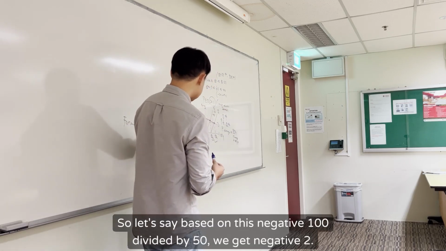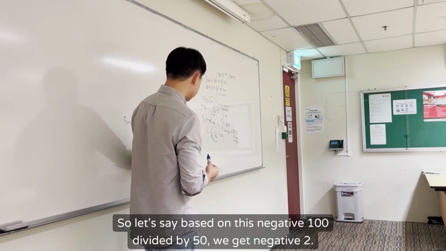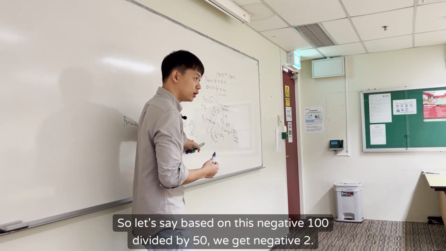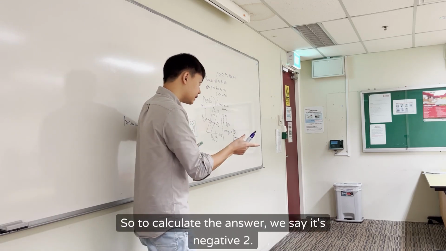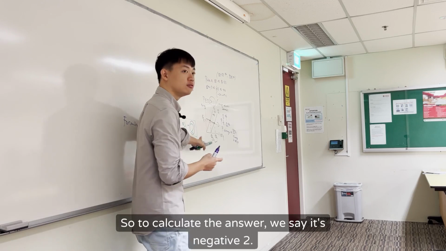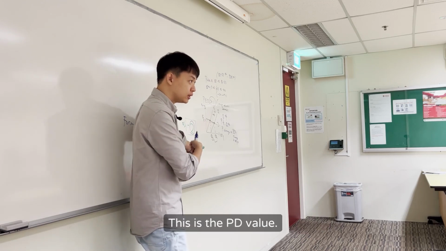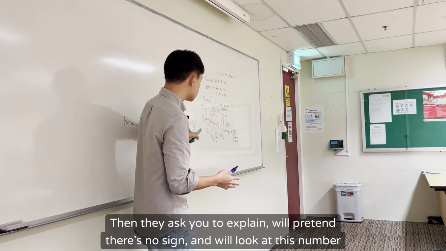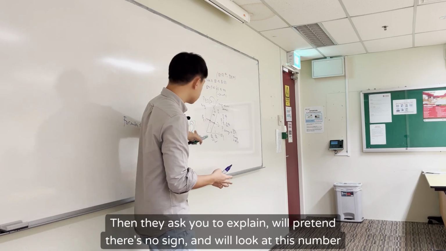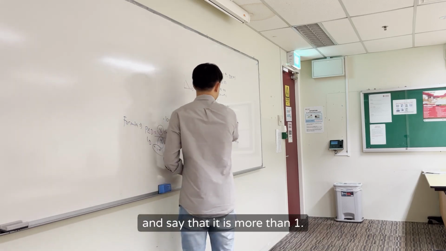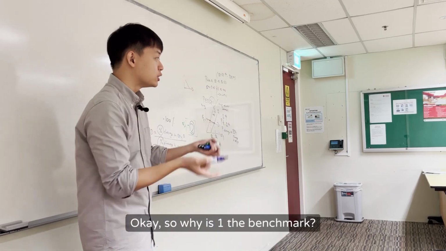So based on negative 100 divided by 50, we get negative 2. To calculate the answer, we say it is negative 2. This is the PED value. Then when they ask you to explain, we pretend there's no sign, and we look at this number and say that it is more than 1. So why is 1 the benchmark?